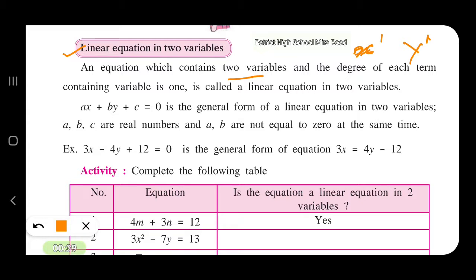So this is the degree of the variable. 1 is the degree of the variable. X is the variable, the degree of it is 1. Y is the variable here, the degree of it is 1. So two variables are required, and the degree of each is 1. Then it is called a linear equation in two variables. For a linear equation, two variables are required and the degree of each is 1.